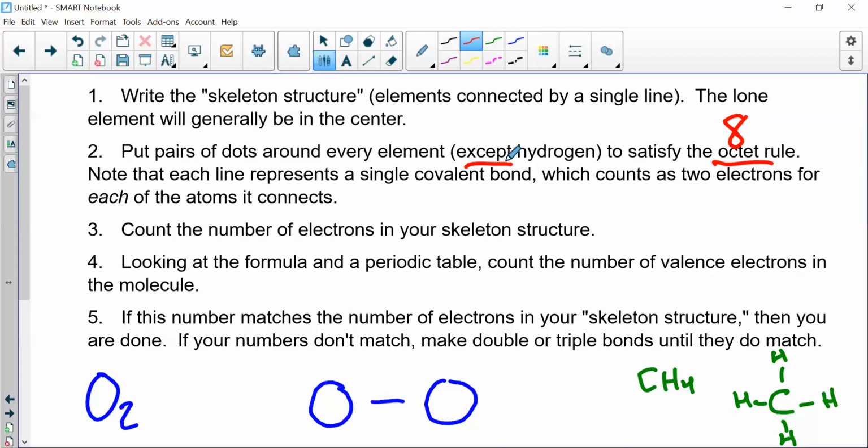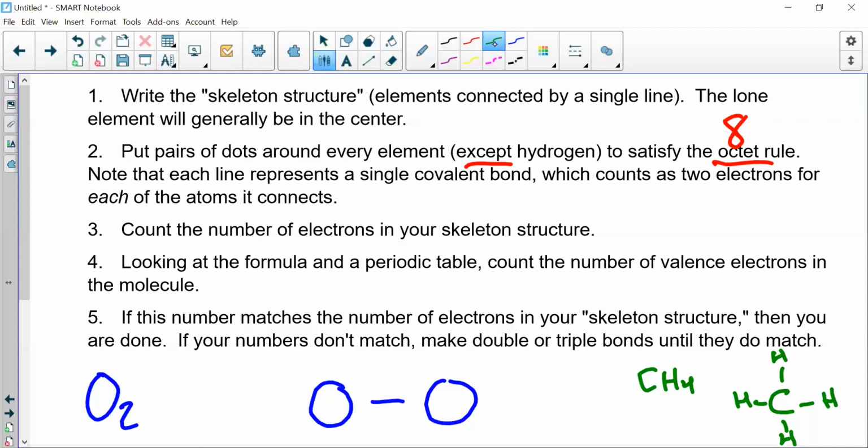Now, why do I say except hydrogen? Well, hydrogen only has 1 electron, and it can only get to 2, although sometimes it can give up that electron, forming H+. You learned about that in the acids. So hydrogen can't get to 8. It can only get to 2. And a couple other elements as well, like a lithium, for example, has 3 valence electrons. Or sorry, lithium has 1 valence electron, 3 total. It would try to get to 0, which would get it to 2, not 8. Anyway, put pairs of dots around every element to satisfy the octet rule.